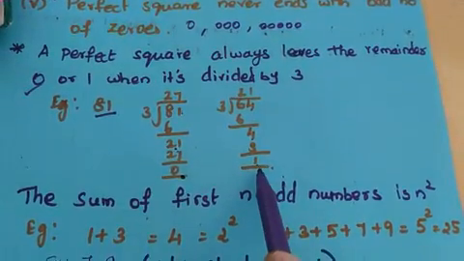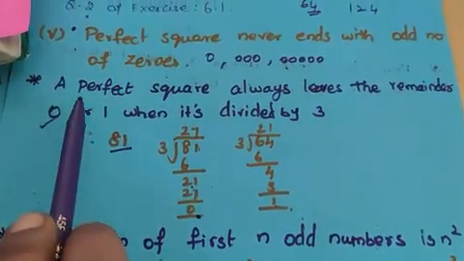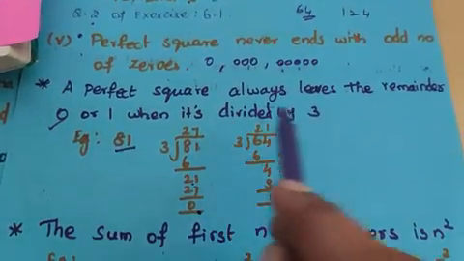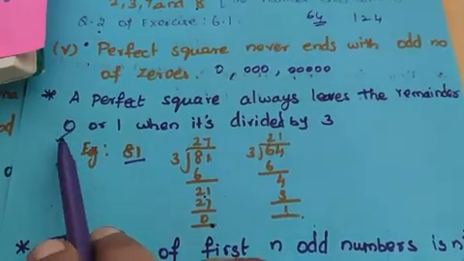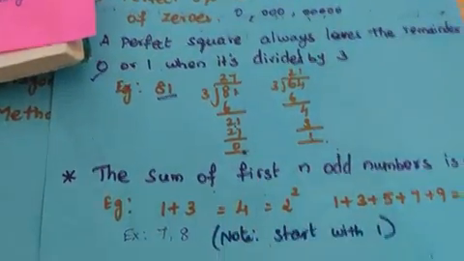So exactly we are getting the remainder 1. You can verify with other numbers too, but you have to take a perfect square number. A perfect square number divided exactly by 3 means you will get the remainder as 0 or 1. And move to the next property.